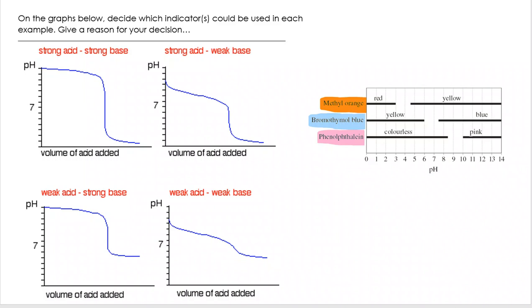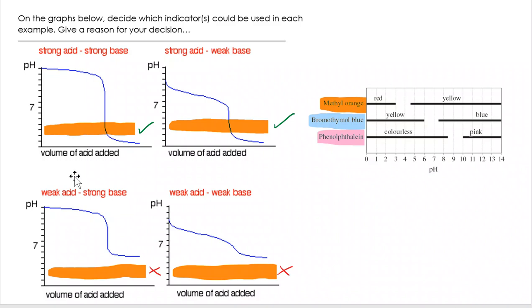Let's begin with methyl orange, and I'm going to very roughly, not doing this accurately at all, sketch on to the 4 curves where we would get the colour change for methyl orange. And you can see that there is a rapid change in a strong acid strong base and in a strong acid weak base, but actually the change might happen below the pH of the acid in the case of the weak acids. So weak acid strong base and weak acid weak base, methyl orange would not be a suitable indicator, but it would work in a strong acid strong base and a strong acid weak base.